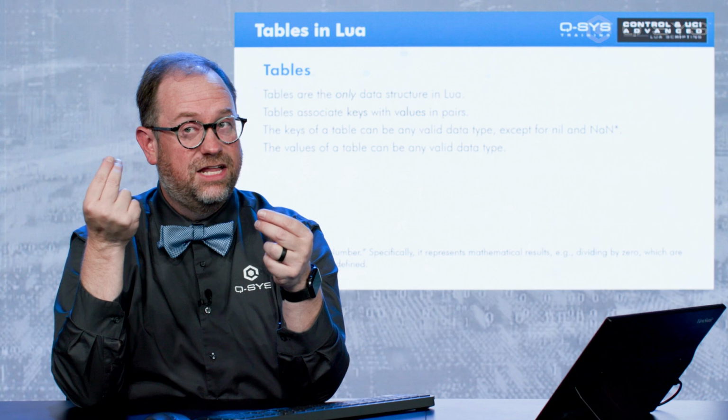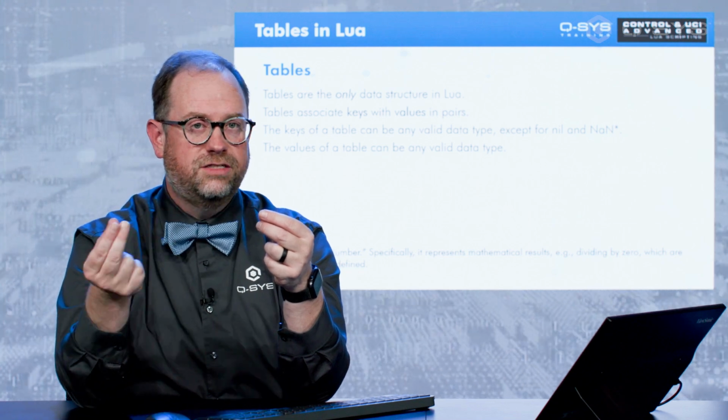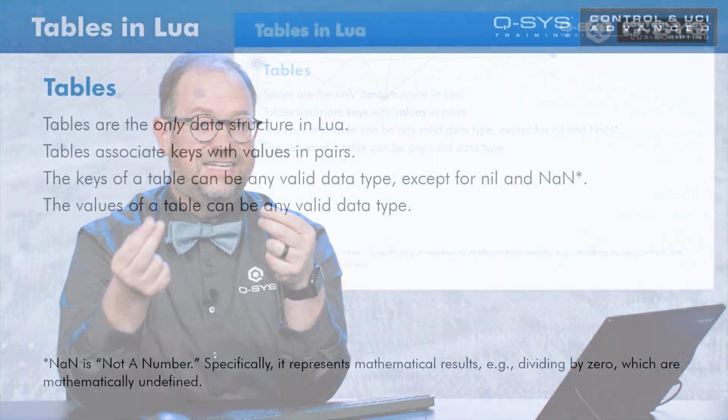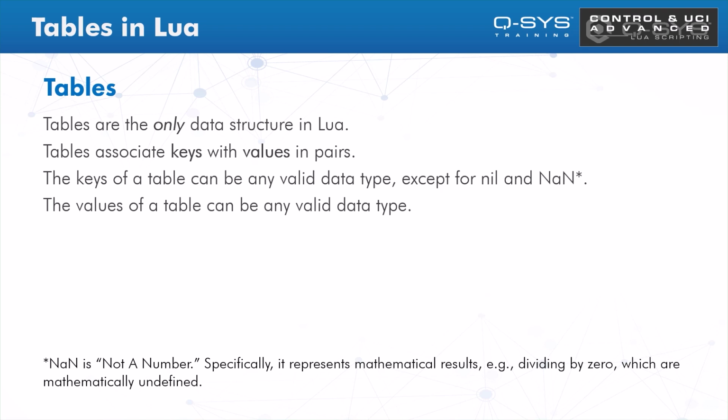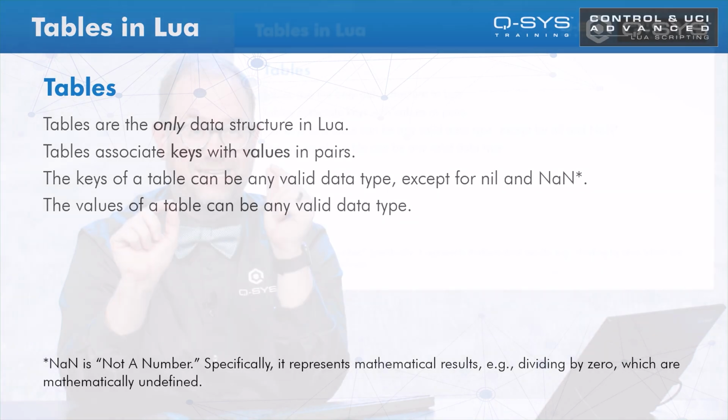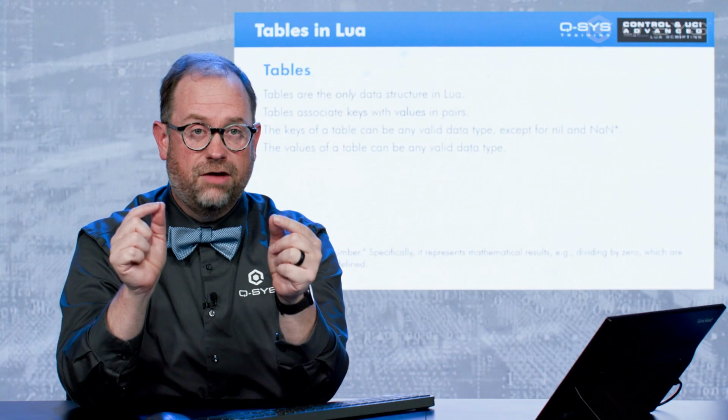Now, on the other hand, the values also can be any valid data type. There's some notes down there. You can look at those notes, hit pause. That's minutia. We won't get into that. Tables, though, are keys, comma, values.